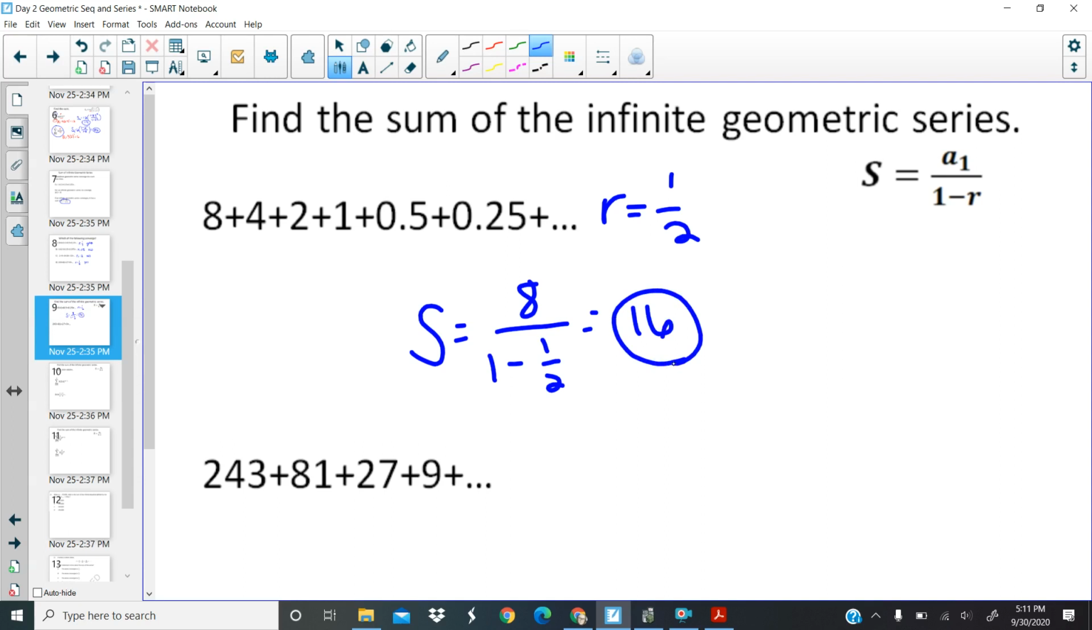So then why don't you guys try the next example? So pause and then unpause when you're ready to see it worked out.